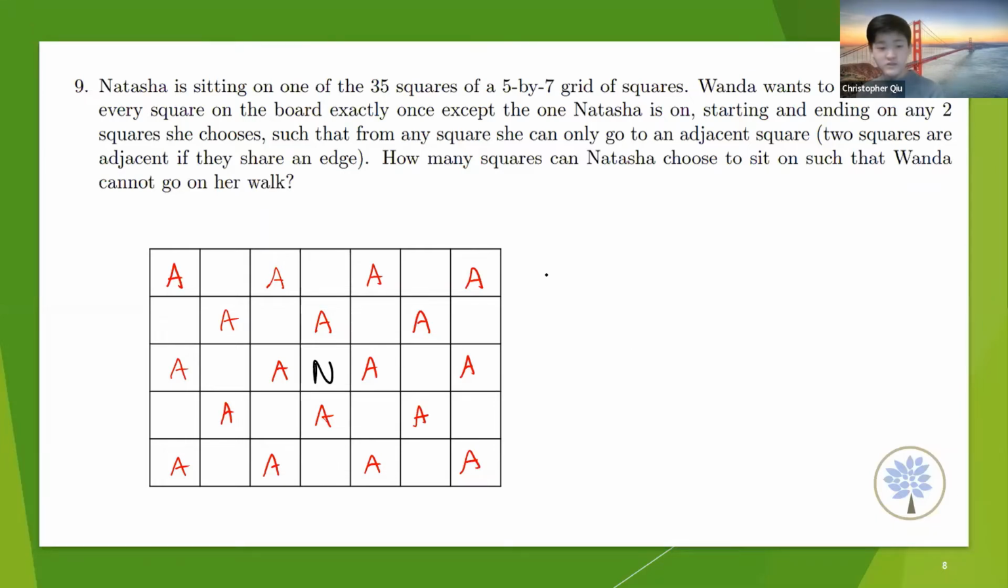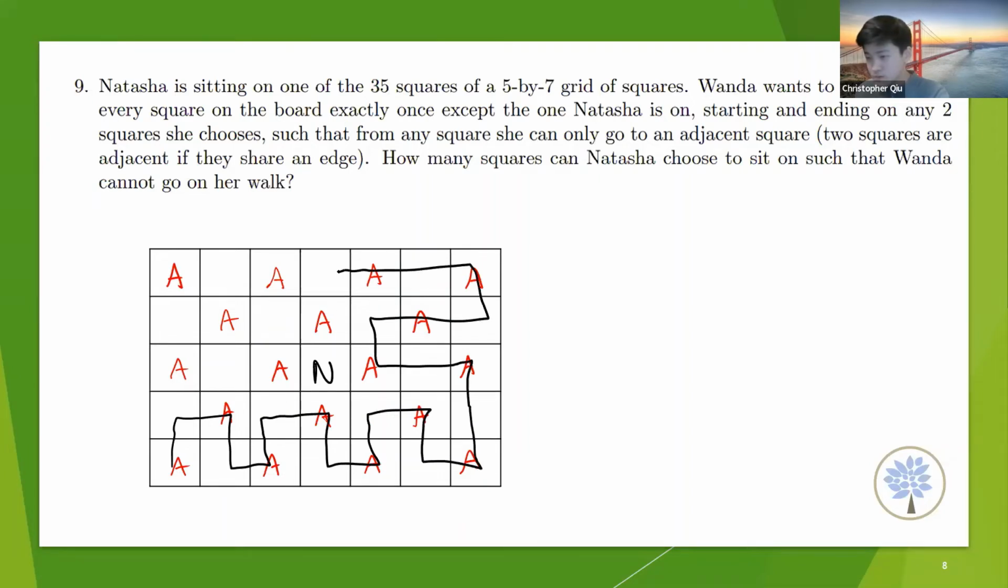So since we're traversing 34 squares, all the squares except for the one Natasha is sitting on, in order to traverse the 34 squares, we must have that the number of squares that are labeled A and the number of squares that are not labeled A are equal because, for example, let's consider this path. Let's suppose that this did traverse all 34 other squares.